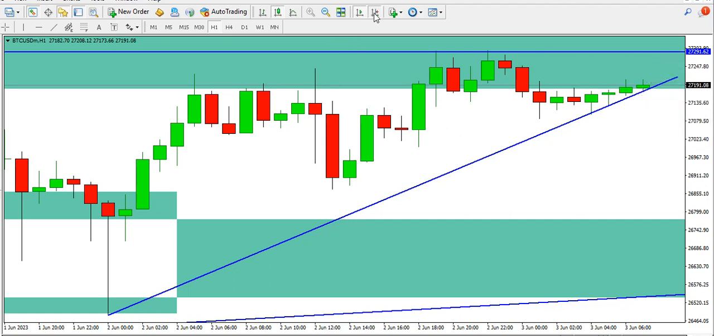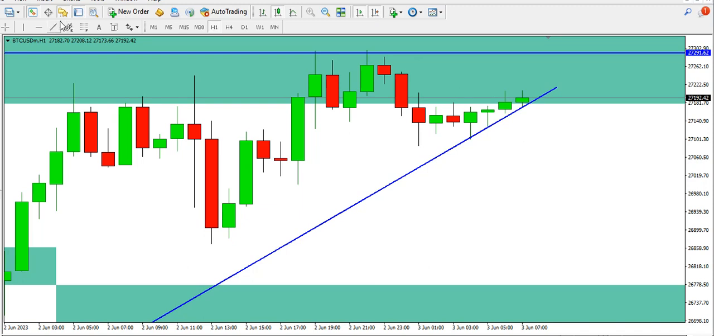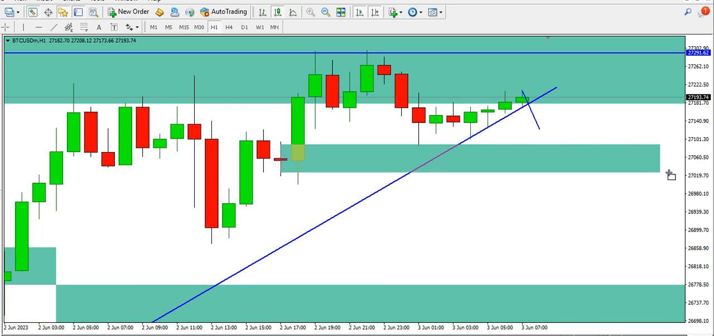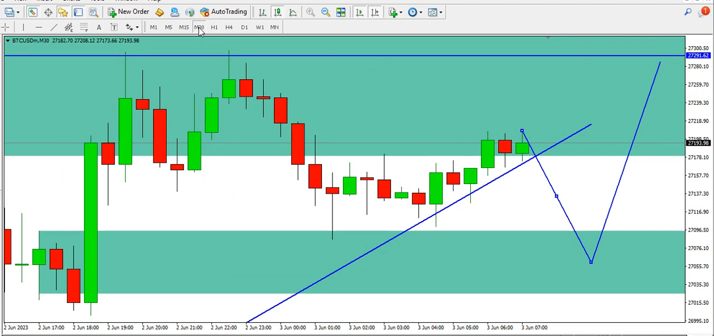But if that particular level fails and we see price breaking down below the ascending trend line, we have this order block that might serve as support to price. Price might come to this level, find some support before going up. So that's that on the 1 hour time frame.